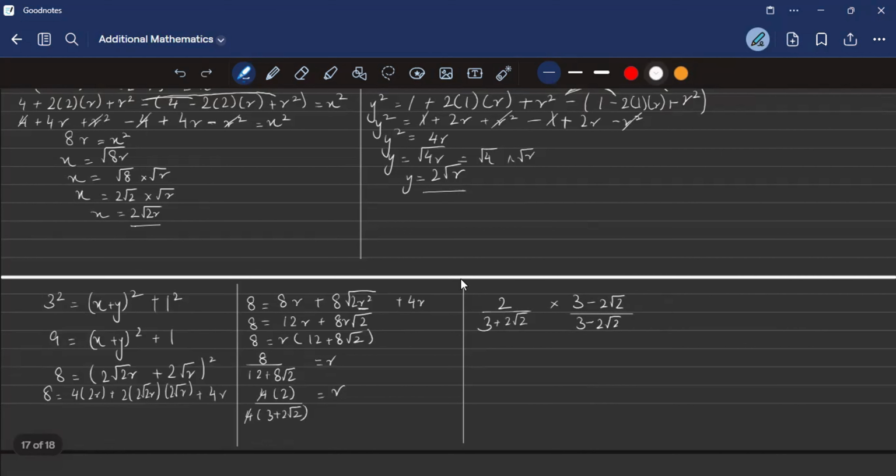So if we were to simplify this, we would get r is equal to 2 times 3 is 6 minus 4 under root 2 divided by, again, a plus b, a minus b is equal to a squared minus b squared. So 3 squared is equal to 9 minus 2 squared is equal to 4, and under root 2 squared is equal to 2, so 4 times 2 is 8. So we have got 6 minus 4 under root 2 divided by 9 minus 8 is equal to 1, and r is equal to 6 minus 4 under root 2 is our answer for the radius of the smaller circle.